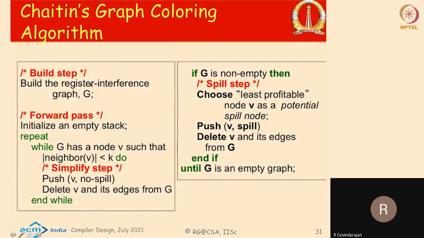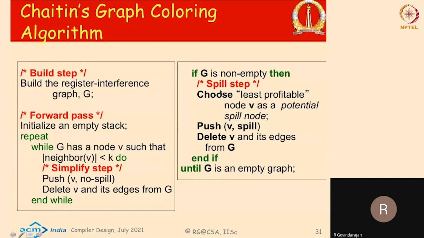So in the forward pass, first you build the interference graph, which basically identifies which nodes conflict with each other and therefore have an edge between them. Then in the forward pass, you have to keep removing nodes which have fewer than k edges. So while G has a node V such that it has less than k edges, you simply remove V, push it into the stack, and say that there is no spill for V. Then delete V and all the edges connecting to V. And you keep doing this process. If you can't simplify any further, you come out of the while loop.